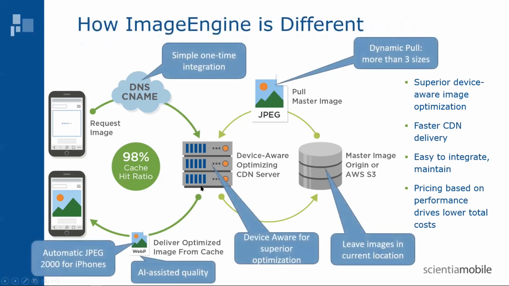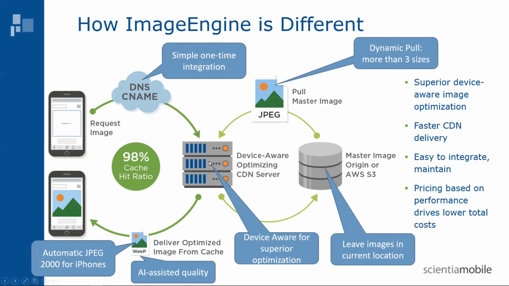So one of the things that really makes us different is this DNS modification. It's a simple one-time integration. People ask us how difficult it is to do this, and typically it can be a 10-minute process. If you're set up and have access to your DNS, we can get you up and running with this image CDN.